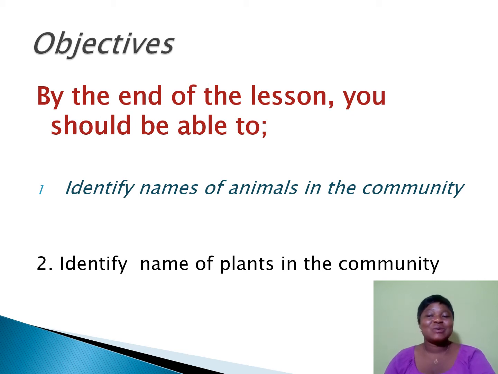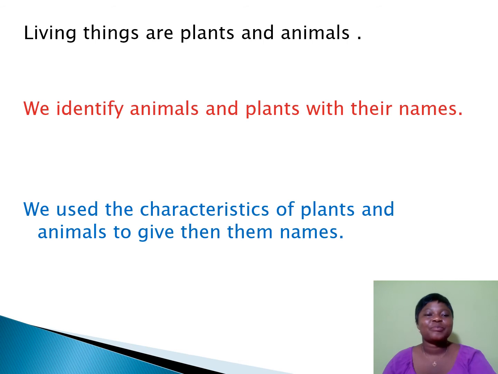So we learned about the characteristics of living things and non-living things in our previous lesson. We are going to use it to learn these objectives. Living things are plants and animals, as we said in our previous lesson, and we identified some animals and plants with their names. I hope you can remember what we did.